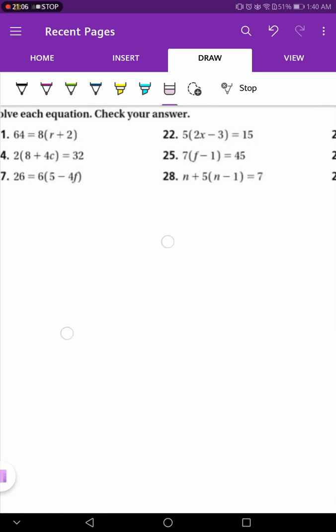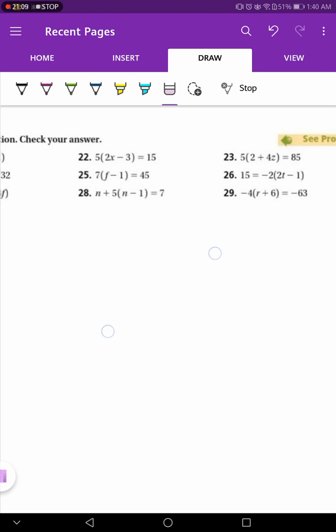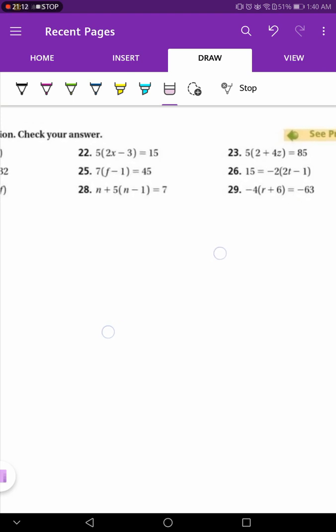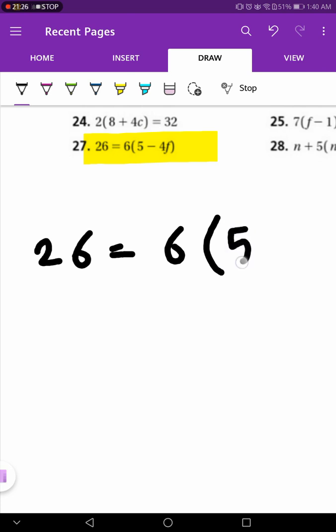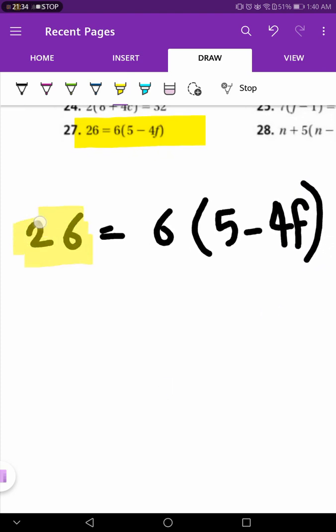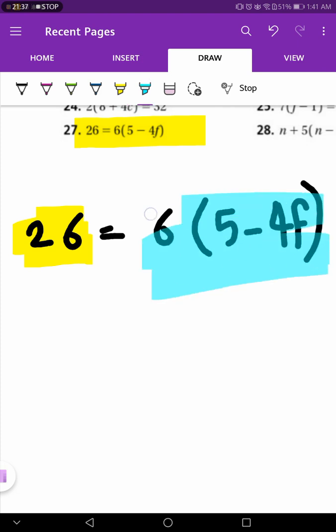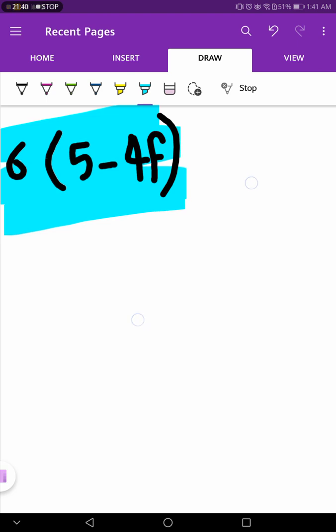Let us solve the last example. Okay, let me take this one here. It is 26 equals 6 multiplied by the difference of 5 minus 4f. Okay, any equation has a left and a right. I move to the side that has a variable. Oops, I find parentheses. I have to break it. Okay, I have to break the parentheses.